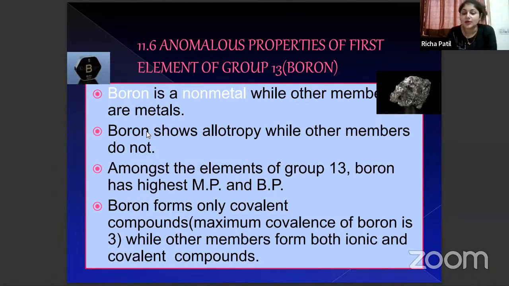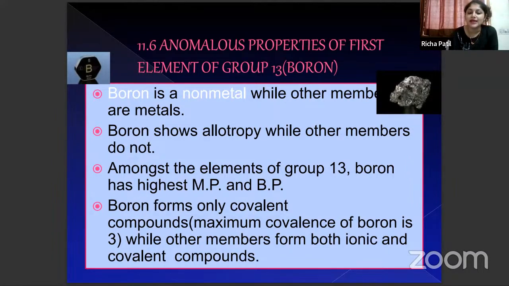So the elements of group 13: boron has the highest melting point and boiling point, while the other elements of the group do not have the highest melting point and boiling point. Amongst the elements of the group, boron has the highest melting point and boiling point. Then boron forms covalent compounds. Why? Because the covalency of boron is 3.